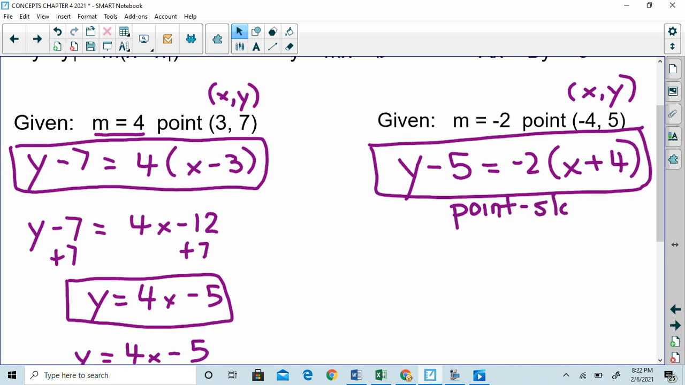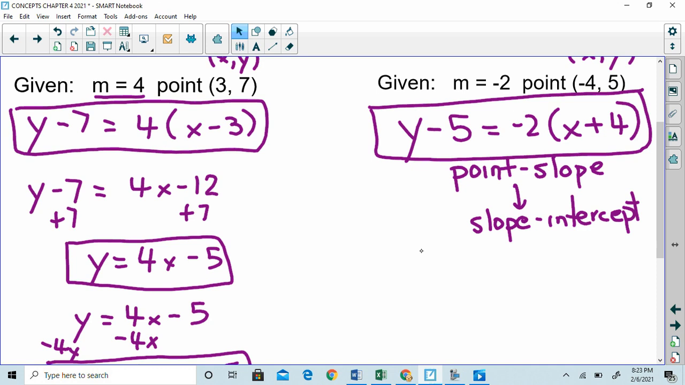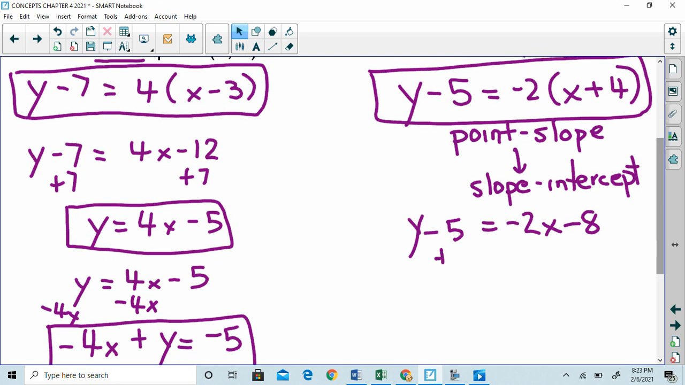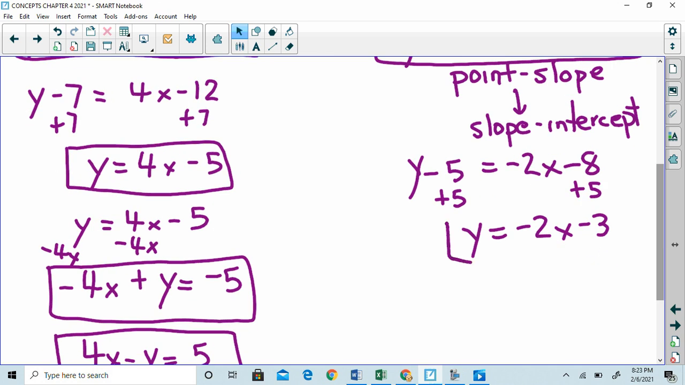But if I ask you to take point slope and convert that to slope intercept now, I have to get it into y is equal to mx plus b. So we'll distribute. We'll get y minus 5 equals negative 2x minus 8. To get y isolated, we will add 5, and we'll get y is equal to negative 2x minus 3. This is now my slope intercept form. Y is equal to mx plus b.